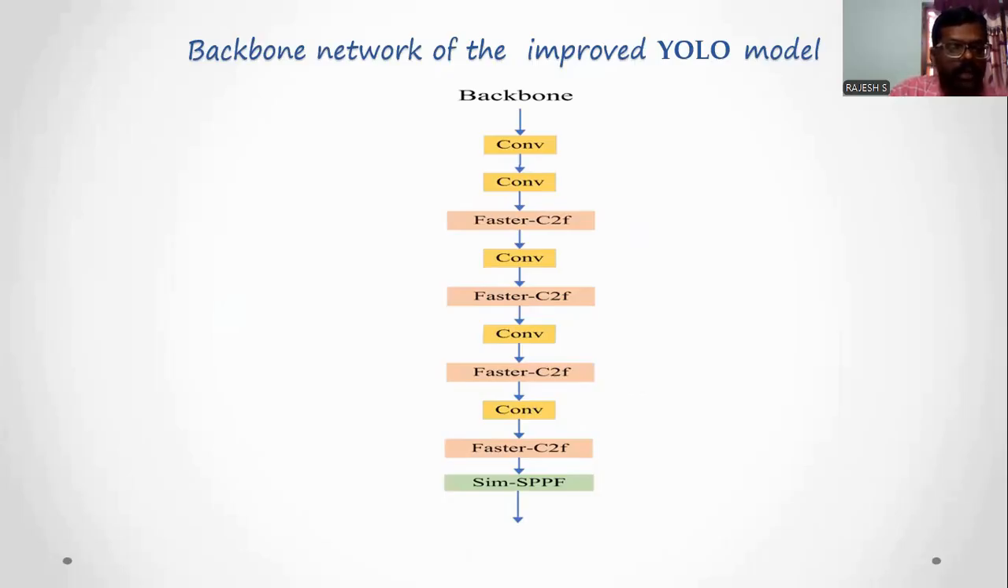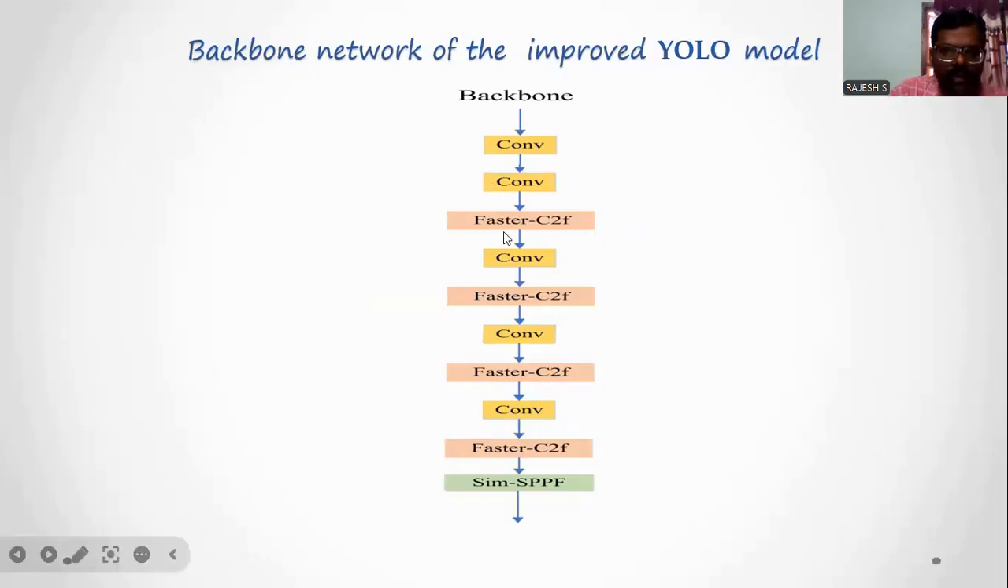This diagram shows how the image passes through several blocks. First block is a convolution block. These are small blocks that pick basic details from the image. So convolution blocks pick the basic details from the image.